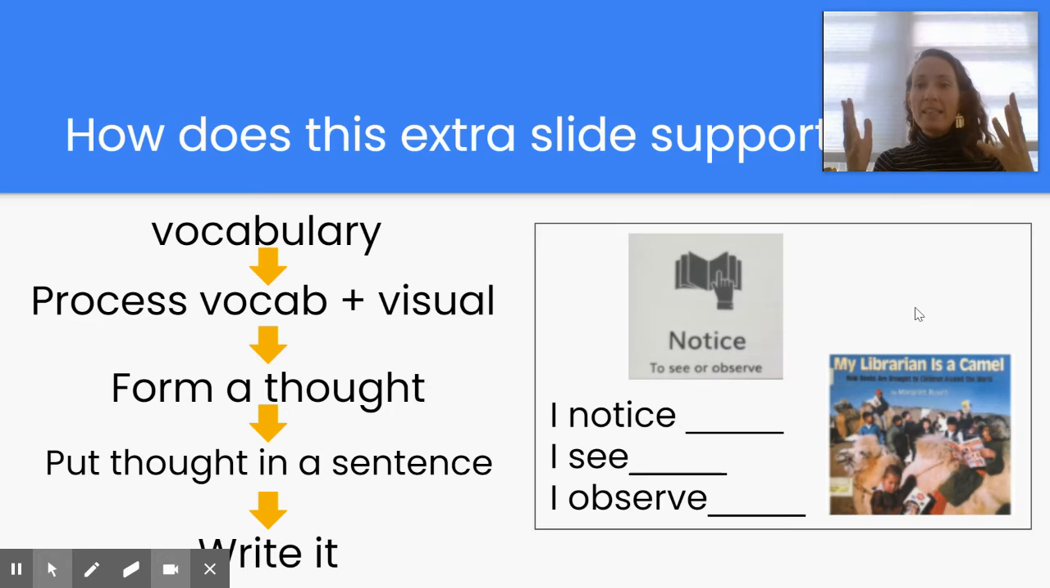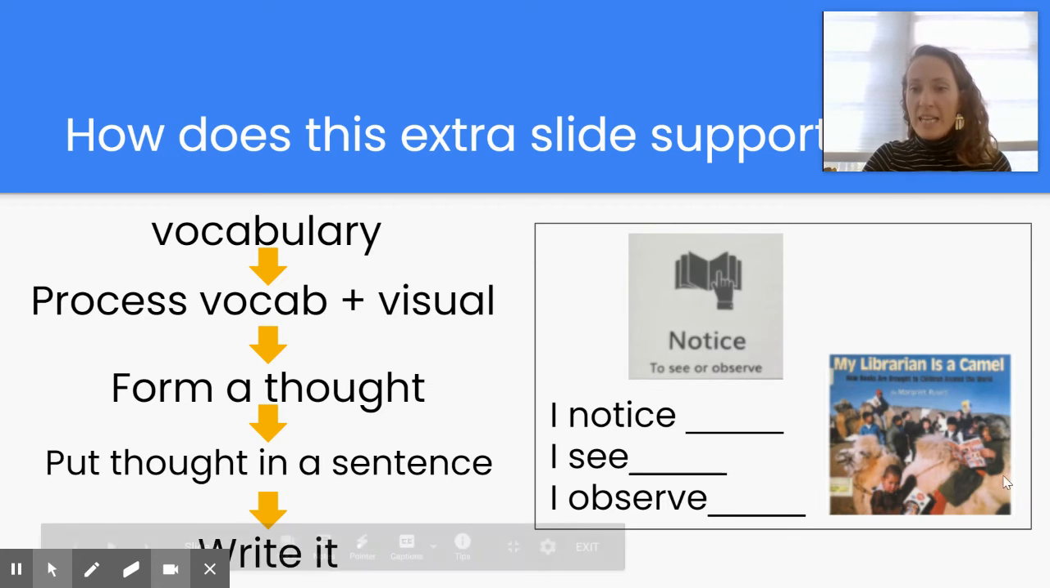So now I've made this hypothetical slide that might directly follow the slide that we just looked at that had the question there next to the book cover. So take a moment, think about how this slide provides additional supports to English learners to help them actually respond to that question in a way that you can receive it and assess their comprehension.